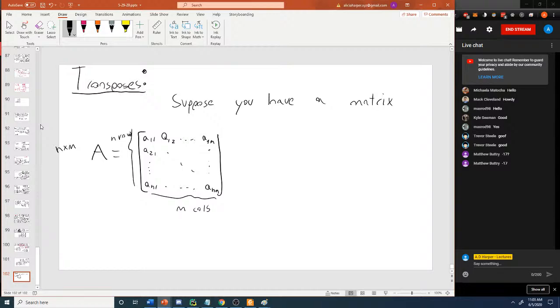What we're going to do is take this matrix and transform it into another matrix. And here's how we do it. A transpose, and we denote the transpose with a T, is an m by n matrix. So I want you to pay very, very close attention. We're shifting the role of n and m. If before we had n rows and m columns, now we're going to have m rows and n columns, defined as follows.